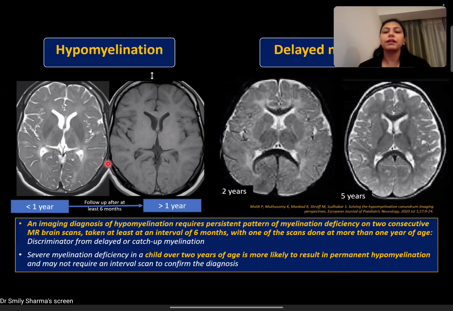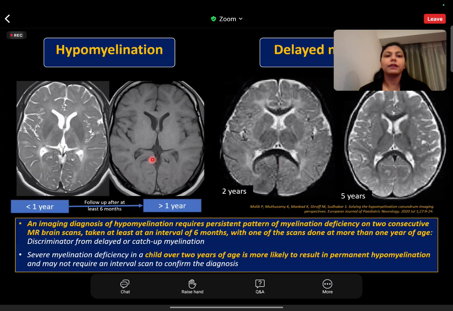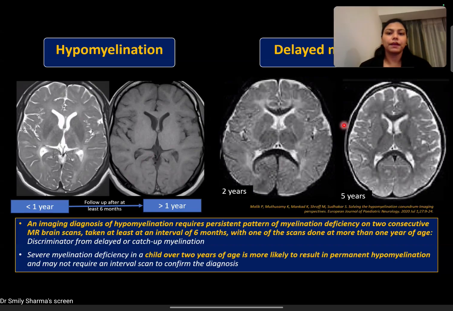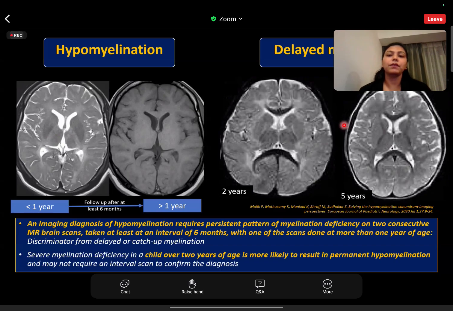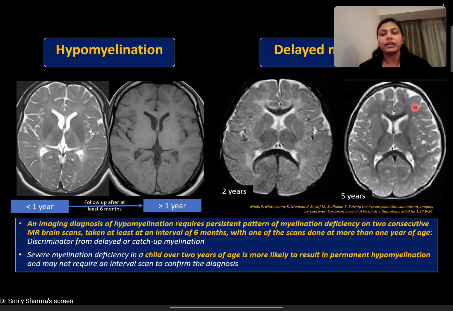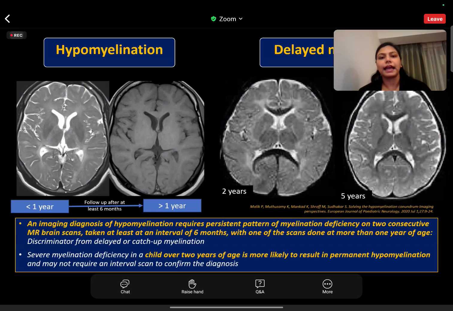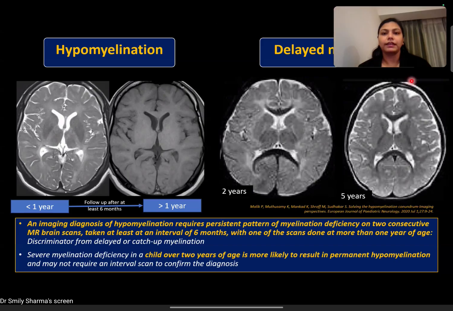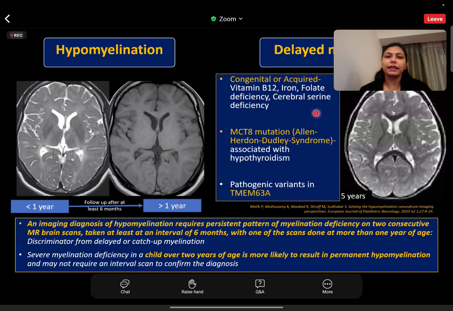However, as in the second case, when the child was small, the MRI appeared to show hyperintensities. However, when we followed up, it was showing a normal myelin pattern. So these are cases of delayed myelination. So rather than directly labeling the patients as hypomyelinating, we should first label them as delayed myelination, and we should request a follow-up scan at least 6 months apart, and the second scan should be at an age greater than 1 year, so as to determine whether it is hypomyelination or delayed myelination.